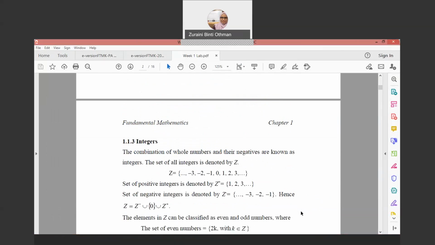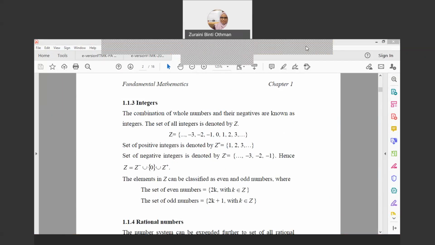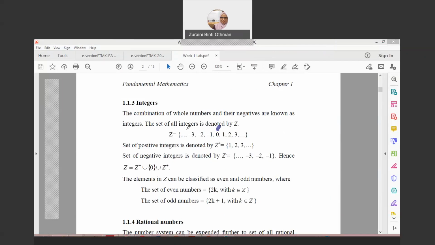Okay, so next is integer. Integer is number. Okay, just now whole number, it begins with 0, right? But here integer is including the negative side of number, which is the number yang bulat-bulat from negative infinity until 0 and positive infinity. That the number is integer. Integer ni pun tak masuk lagi yang perpuluhan, yang pecahan, yang 2/3 semua tak masuk lagi kat situ. So we call it as integer.